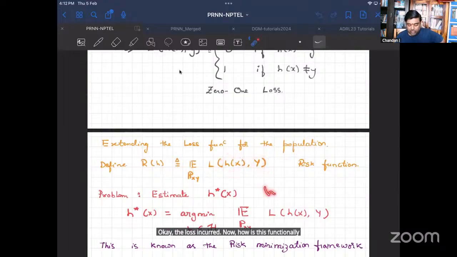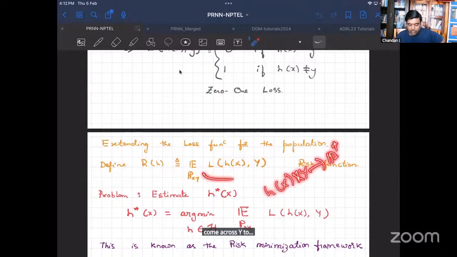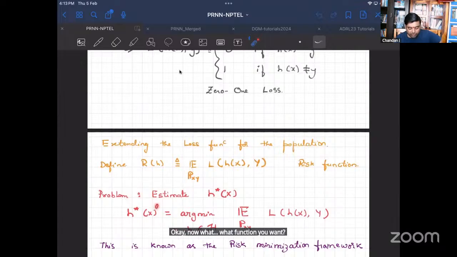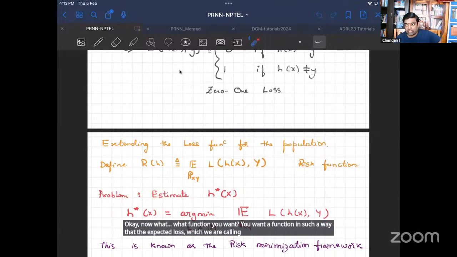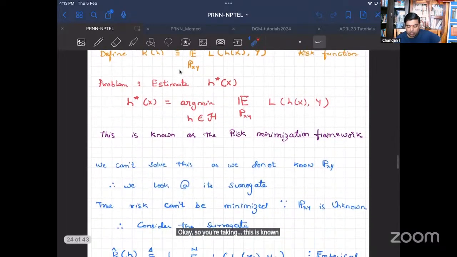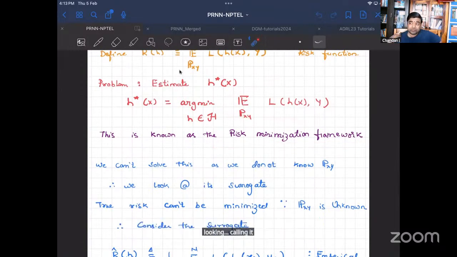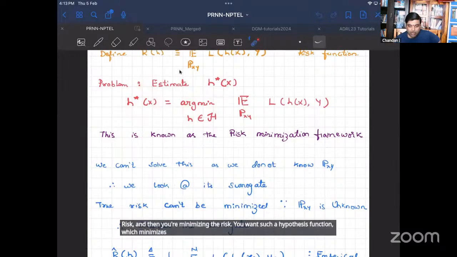The loss is h of x cross y to R plus. So you take the expectation of this. Now what function do you want? You want a function such that the expected loss, which we are calling risk, is minimized. This is known as the risk minimization framework. You want such a hypothesis function which minimizes the risk.